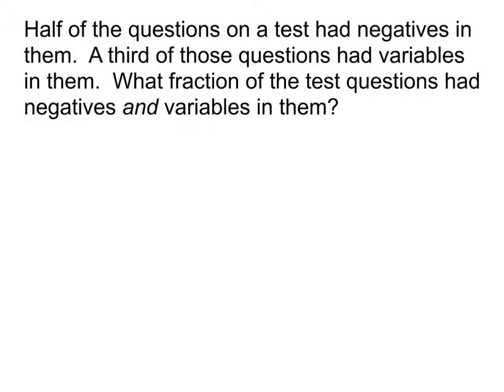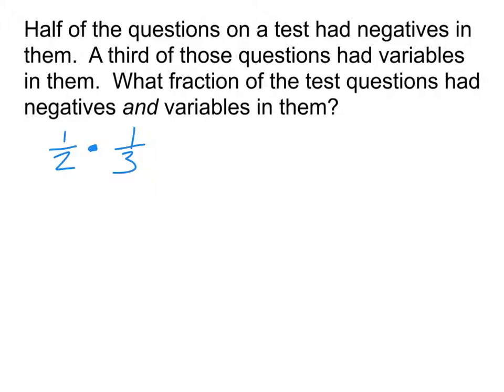We have a fraction of 1/2, because half of the questions had negatives in them. And we have a fraction of 1/3, because a third of the questions had variables in them. And when it asks what fraction of the test questions had negatives and variables in them, what does that tell me to do with the 1/2 and the 1/3? Multiply. We multiply them. Go figure. We did a lesson on multiplying fractions, and then you're going to multiply the fractions.